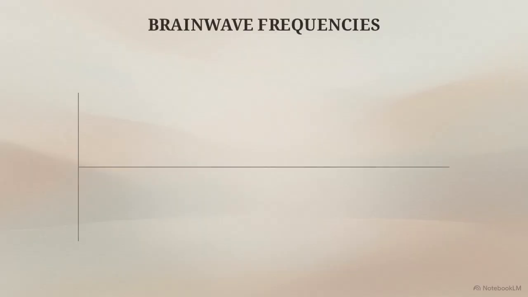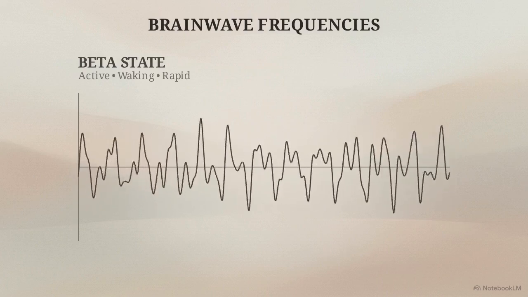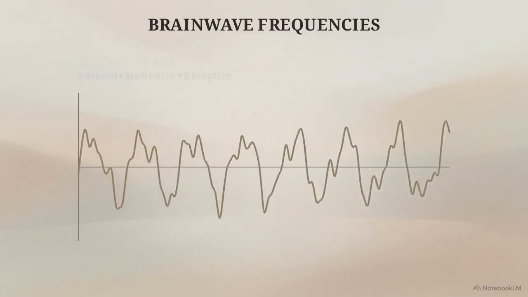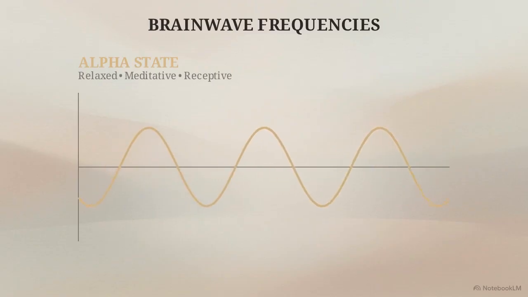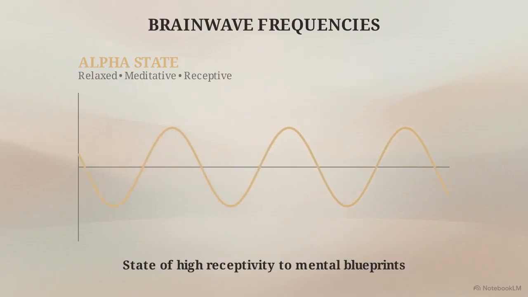This chart shows what is happening inside your brain. As you relax, your brainwave patterns slow down. They transition from the rapid, waking beta state into the alpha level. In this deeply relaxed, slower frequency, your mind becomes highly receptive, making visualization much more effective.